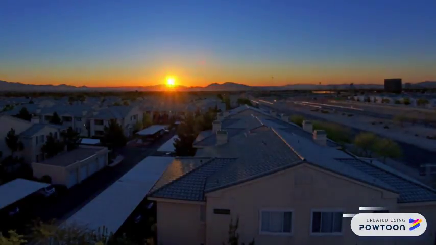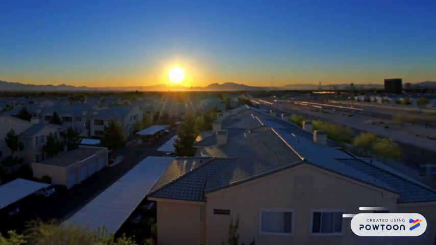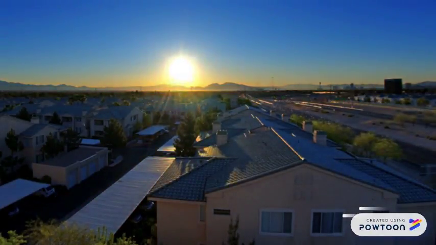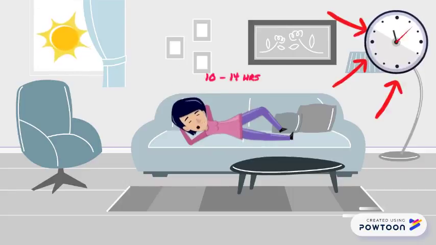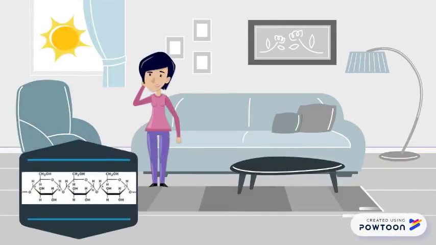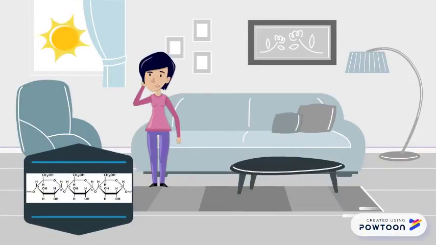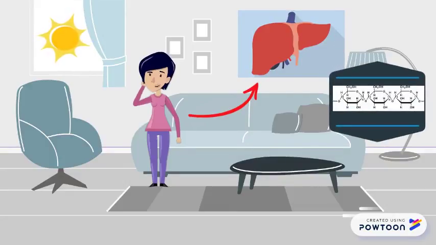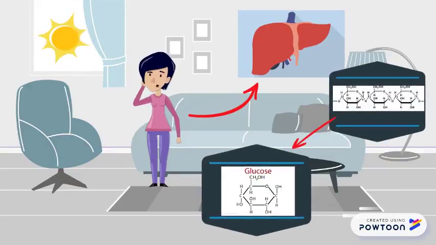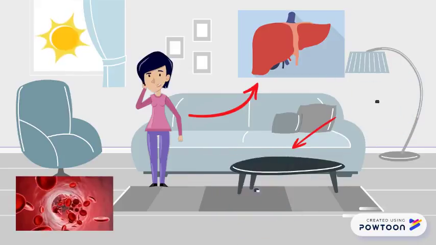When we wake up, we are in a state of fasting. Fasting is the metabolic situation that is normally produced in the morning after not eating for 10 to 14 hours at night. Glycogen is a polysaccharide that is stored in the liver as an energetic reserve. In a fasting state, it gets converted into glucose, which will help to maintain normal blood glucose level.